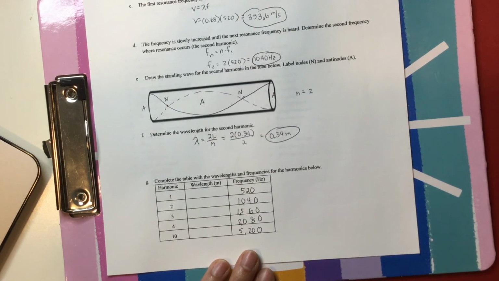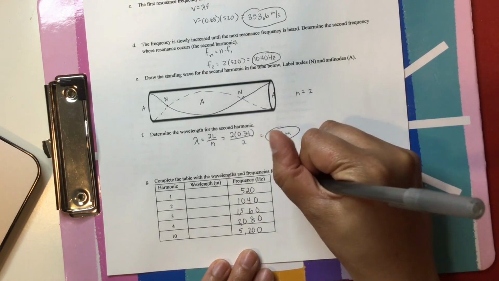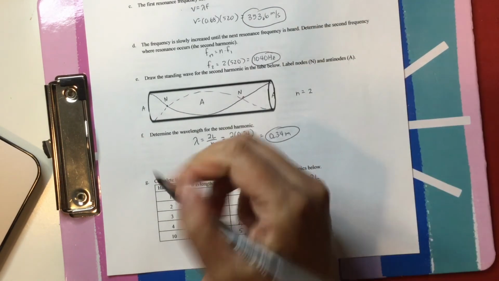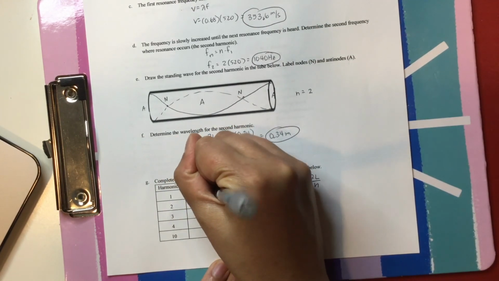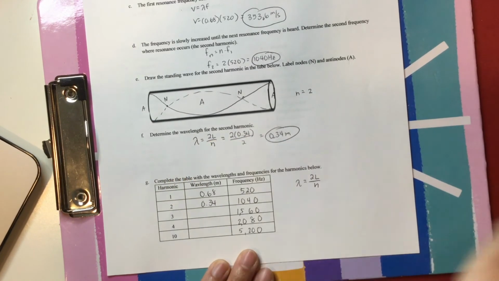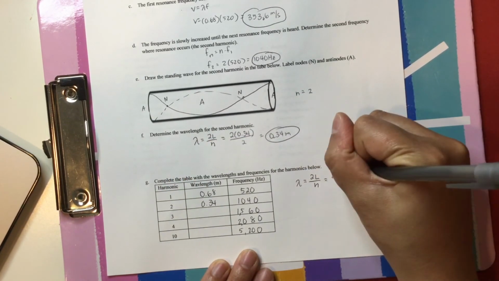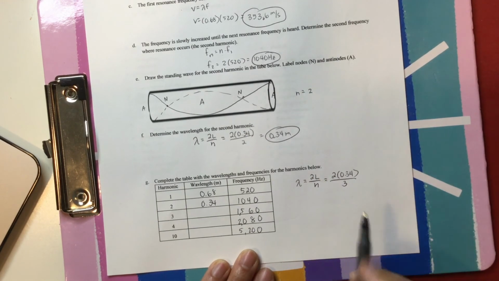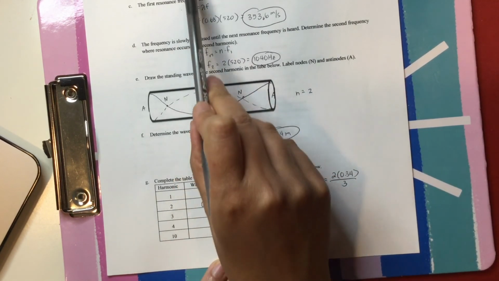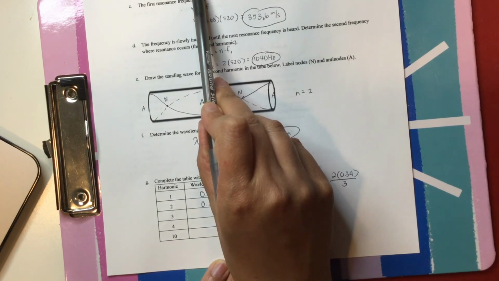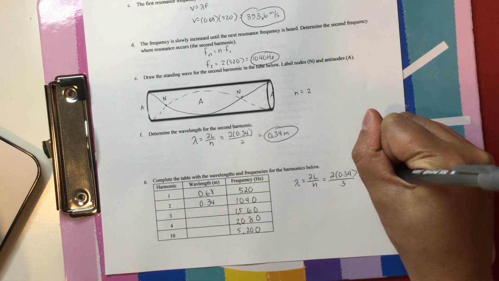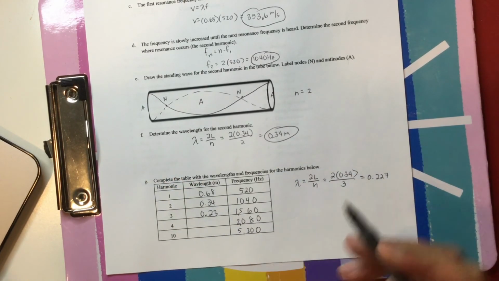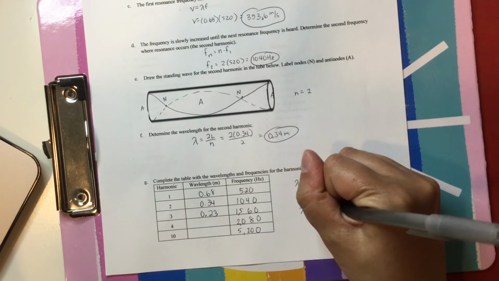Now let's do wavelengths. The wavelengths are going to be your 2L over n, but we've already done the first 2. So we had 0.68, 0.34. Next up, let's do 2 times 0.34 over 3. L is the length of the entire tube in meters. That gives 0.227, or just about. I'm rounding it to keep all the same significant figures. No big deal either way.